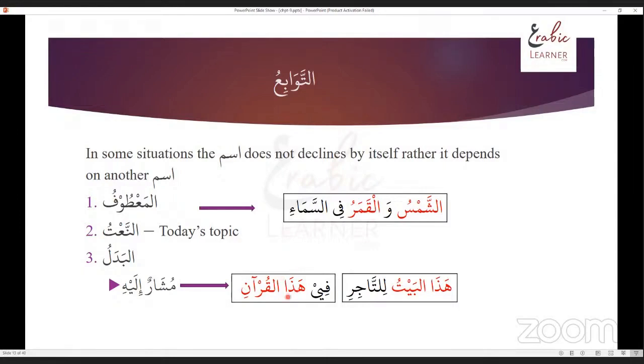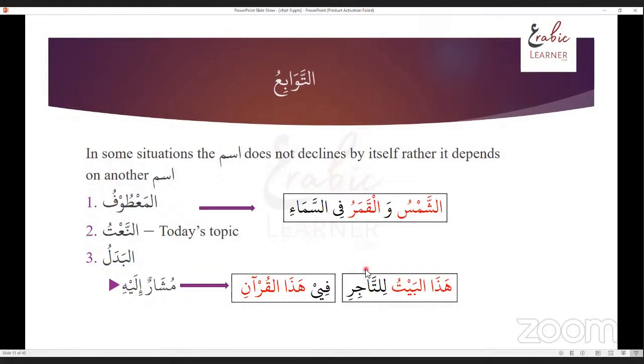Now hadha is positionally majroor. Al-Qur'ani, there is kasra here. That's why it is Al-Qur'ani. This is also majroor. Hadha is singular. Al-Qur'an is singular. Hadha is muzakkar. Al-Qur'an is muzakkar. Hadha is ma'rifa. Al-Qur'an is ma'rifa. So it's matching in all the four properties. Okay? This is musharun ilayh.